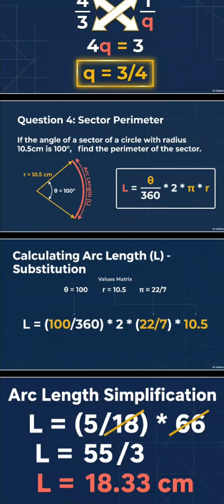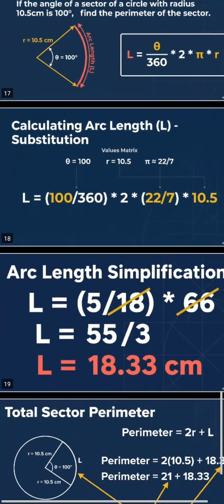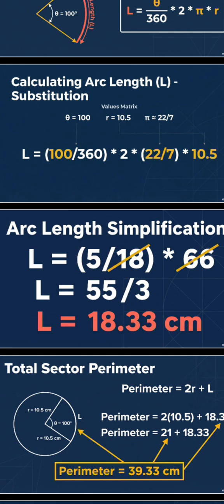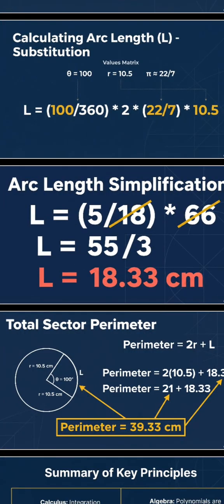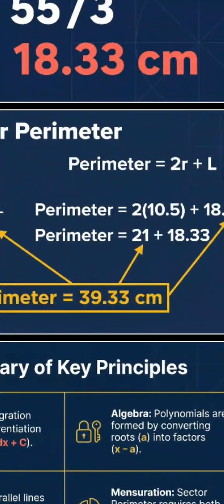You know theta to be 100 degrees, r is 10.5 and pi is 22 over 7. So L will be 100 over 360 times 2 pi r, that's times 2 times 22 over 7 times 10.5. Having simplified that, L gives us 18.33. Don't forget the perimeter of the sector is 2r plus L, and our r is 10.5 centimeters. So bringing the two together, both L and 2r, we have our perimeter to be 39.33 centimeters. So that is that.